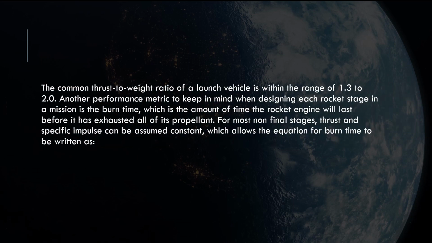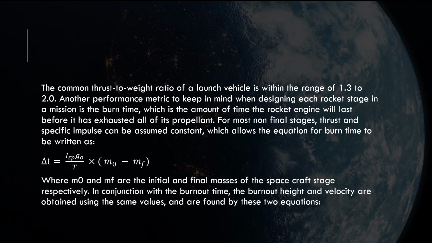The common thrust to weight ratio of a vehicle is within the range of 1.3 to 2.0. For most non-final stages, thrust and specific impulse can be assumed constant, which allows the equation for burn time to be written as ΔT = Isp × g0 / T × (m0 − mf), where m0 and mf are the initial and final masses of the spacecraft respectively.